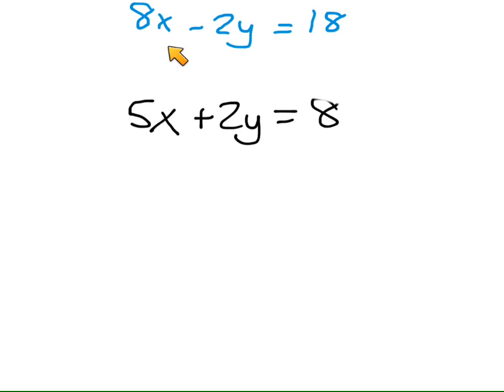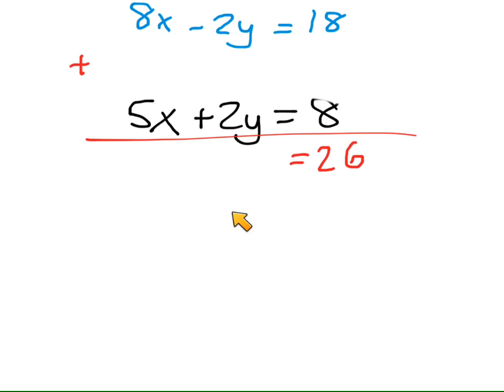And then in order to eliminate here, I'm going to need to add. In my case, if you multiplied by negative 2, it would have been different. I'm going to need to add, because 18 plus 8 will give me 26. Negative 2y plus positive 2y is going to be eliminated. That's going to be 0. Then I have 8x plus 5x is 13x.